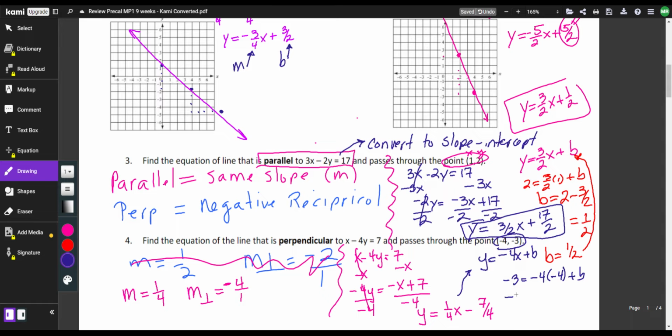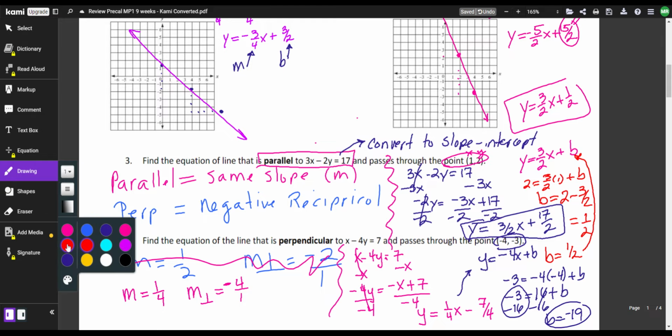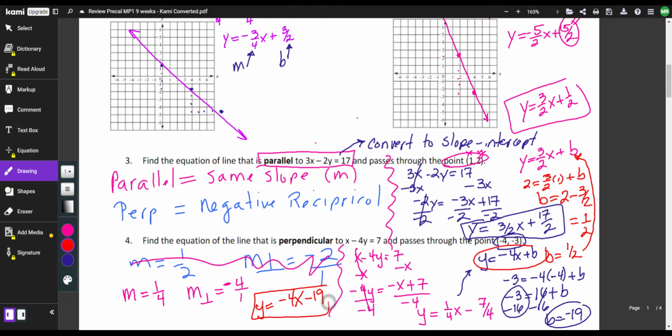Okay, let's do it this way, step by step. Negative 3 equals 16 plus b. Subtract 16 from both sides. And then we have b is equal to negative 19. So our new equation, I'm sorry for the mess, guys, is going to be y equals negative 4x minus 19. That line is going to be perpendicular to this, and it's going to pass through those 2 points. Sorry, guys, it was a little messy, but I hope the explanation helped.